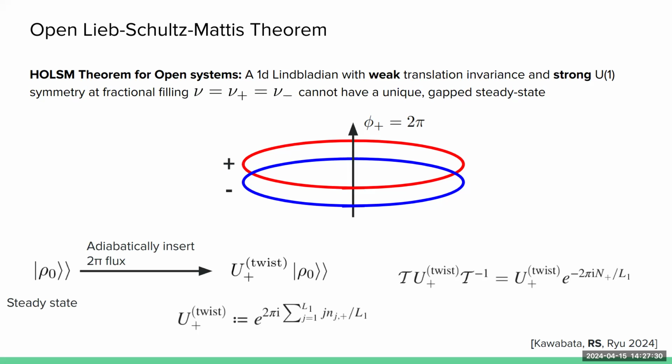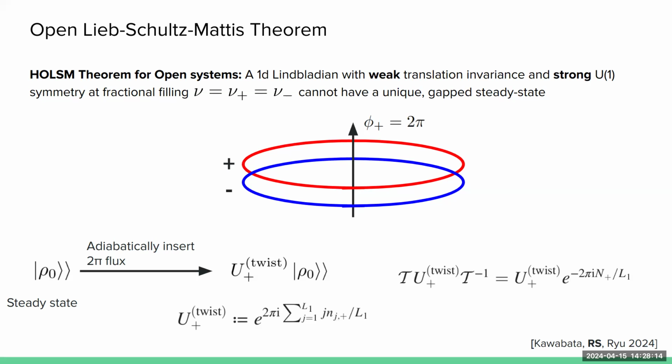So the idea is, suppose we do have a gap, and we have a unique gapped steady state rho naught. Then we can insert a 2π flux of one of the U1 symmetries for either the broad cat space, in this case just the cat space, which after the 2π flux insertion should give us back another steady state, since the Lindbladian should be equivalent to itself up to some gauge transformation. Following the usual reasoning of Oshikawa's argument, you can check that this gauge transformation is given by this twist operator, which one can check does not commute with the weak translation symmetry, but instead gives this phase factor.